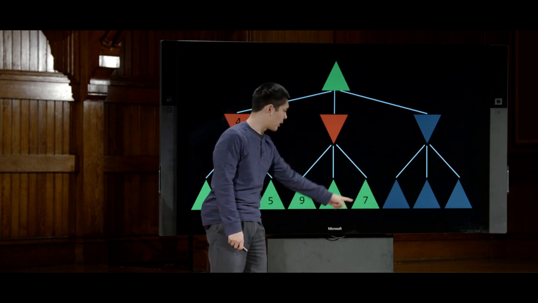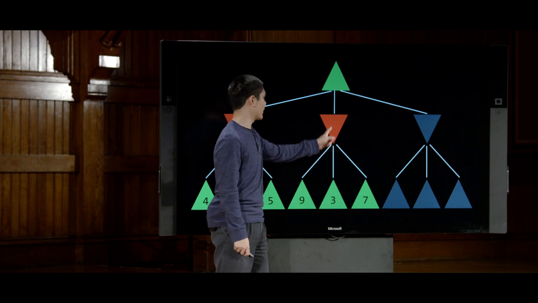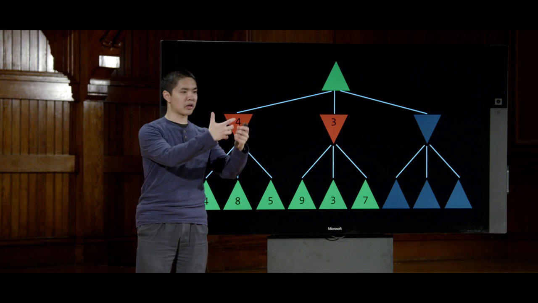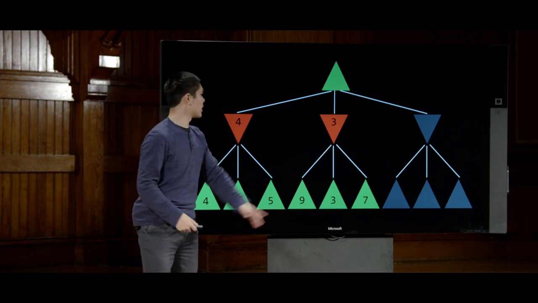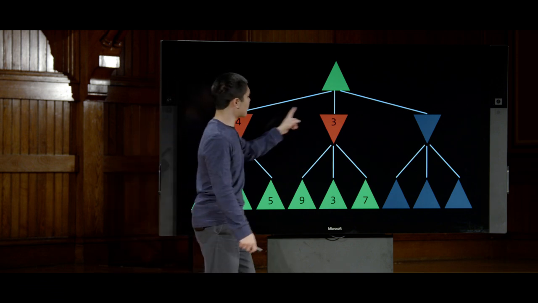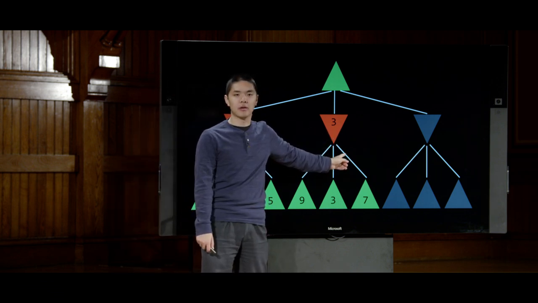And so 3 is the smallest among 9, 3, and 7. So we'll go ahead and say this state has a value of 3. So now I, as the max player, have now explored two of my three options. I know that one of my options will guarantee me a score of 4, at least. And one of my options will guarantee me a score of 3.